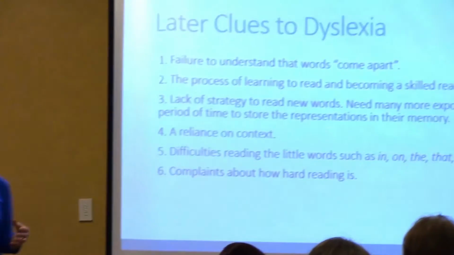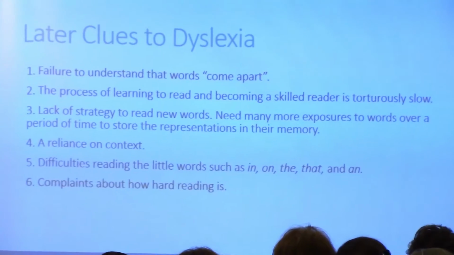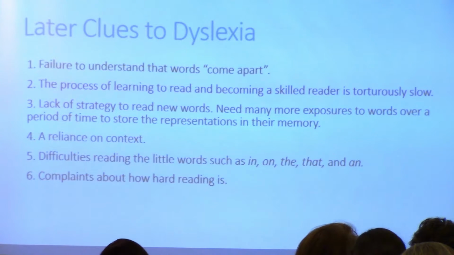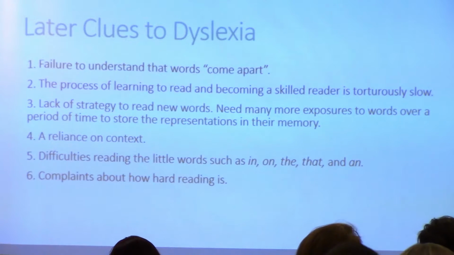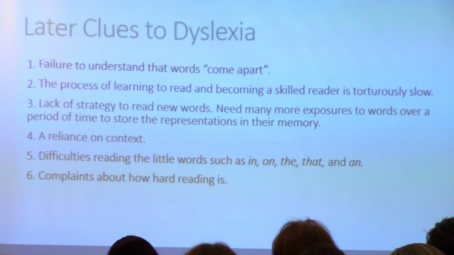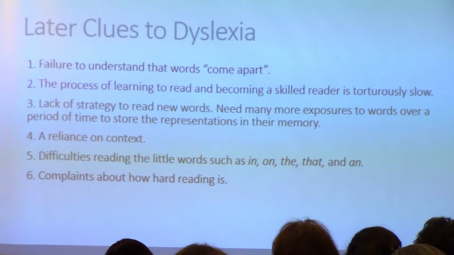Here are some later clues to dyslexia. Let's say they've gone through pre-K, kindergarten, first grade, and they're older now. What are some clues for older students? How does it look for them? Well, we have a failure to understand that words come apart. So we're struggling with that. They just see words as a whole chunk and they can't break them down and see that they come apart.